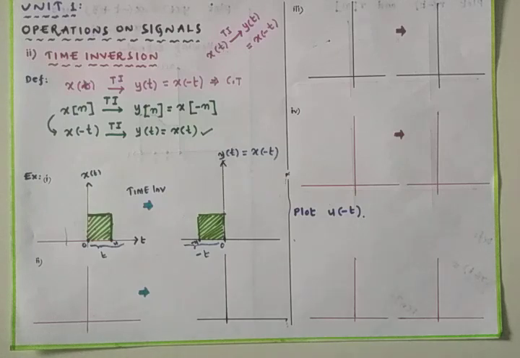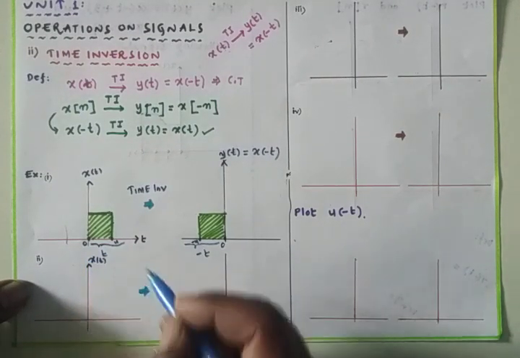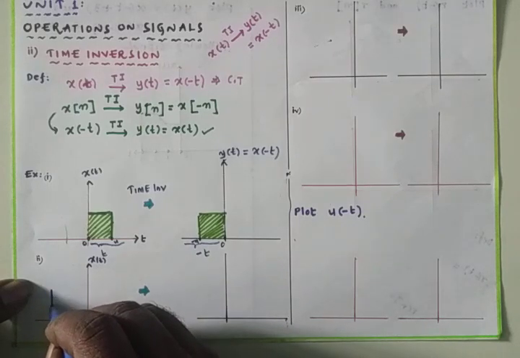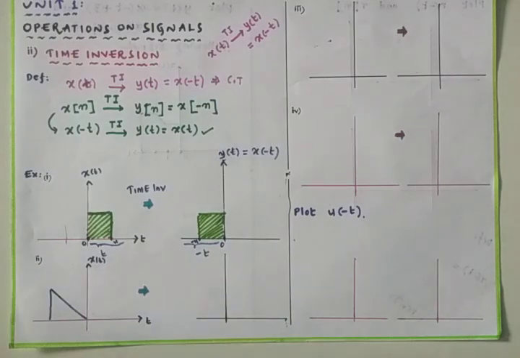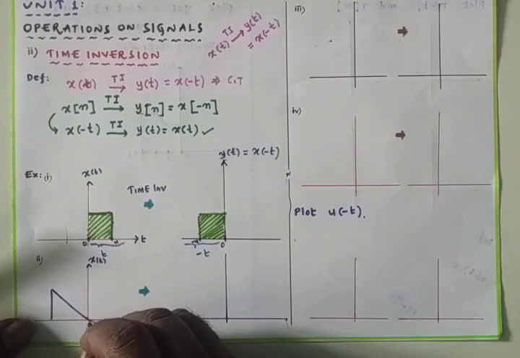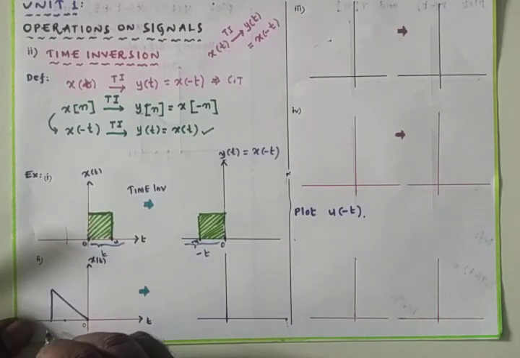Then I am going to take one more signal. In the second example, this is x of t and this is t. Now I am going with one triangular signal. Assume that this is a triangular signal, from 0 to minus 4. Assume that this is 0, this is 1, and this is 2. This is minus 2 and this is minus 1.